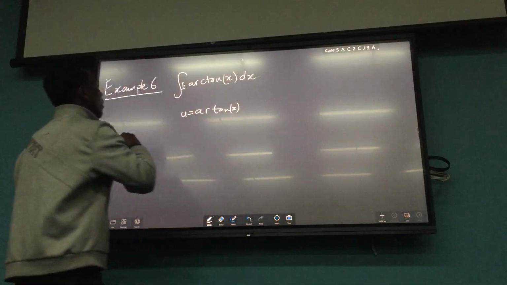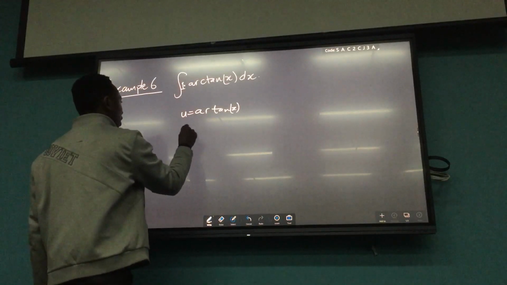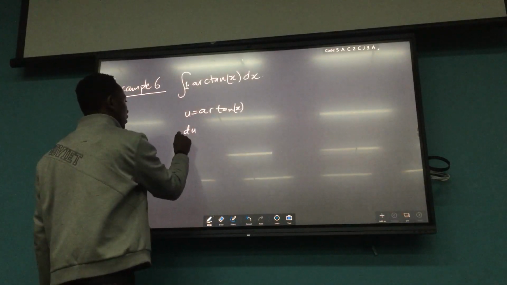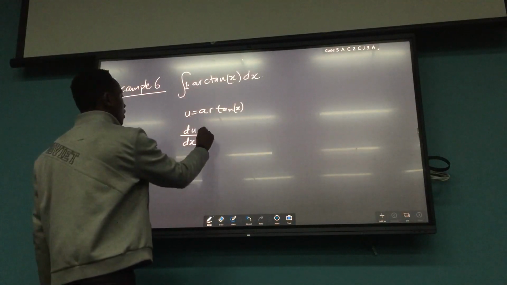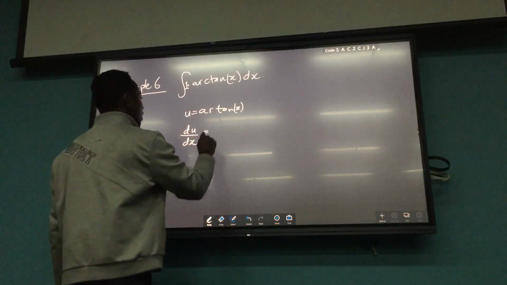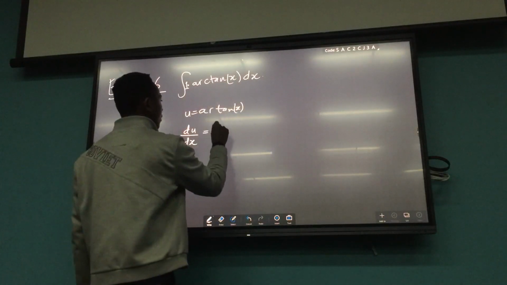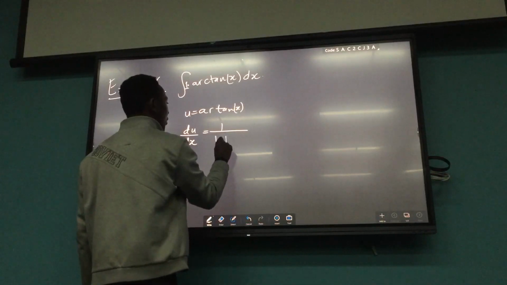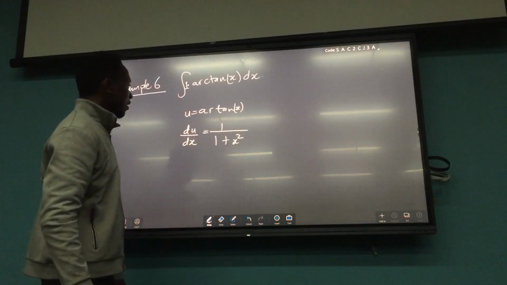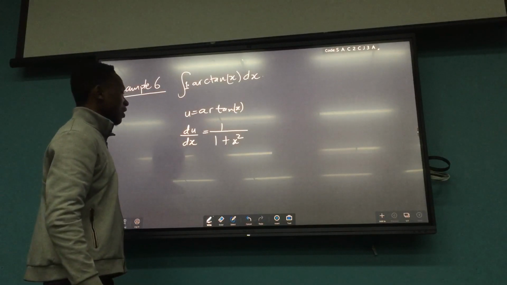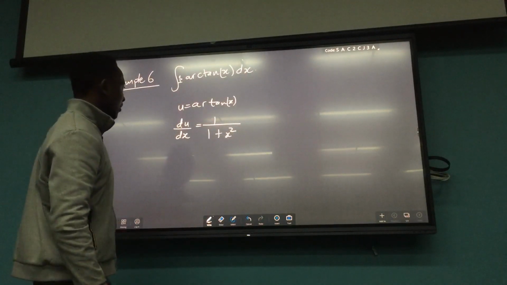After doing that, we can get our du over dx. Our du over dx is going to be 1 over 1 plus x squared, because that's the derivative of tan inverse of x. So we're going to have something like this.